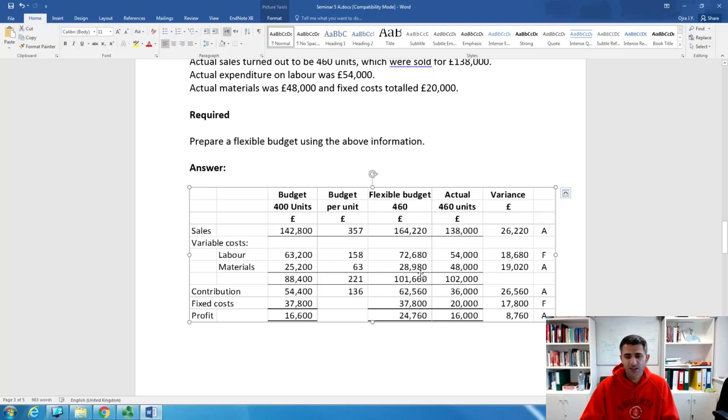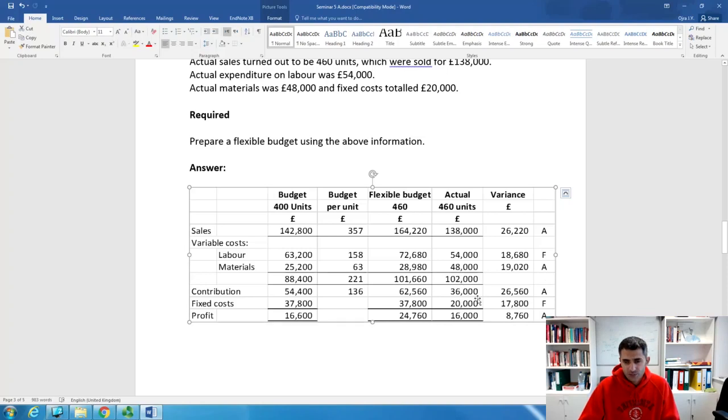Material, we expected to spend on material 28,980, but we actually spent more than this by 19,020 pounds. Again, that's something that is not good for the business, isn't it? So it's adverse, unfavorable.